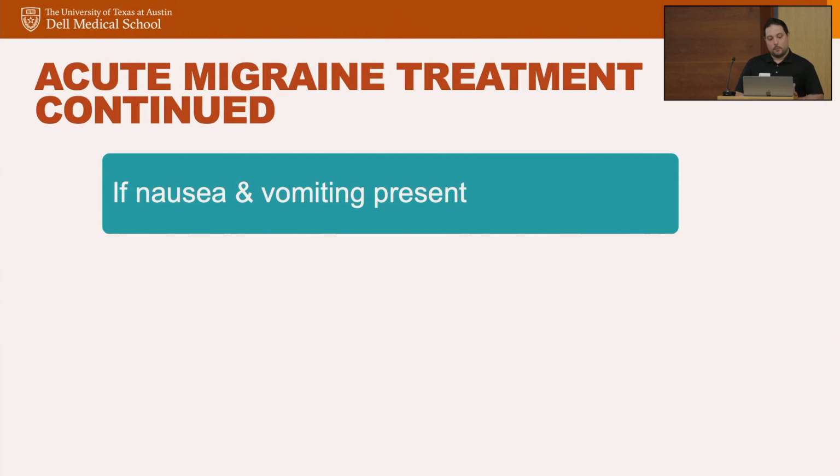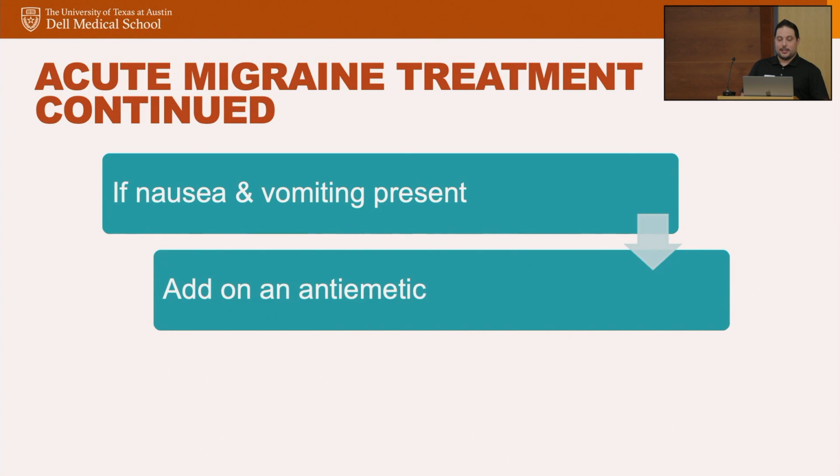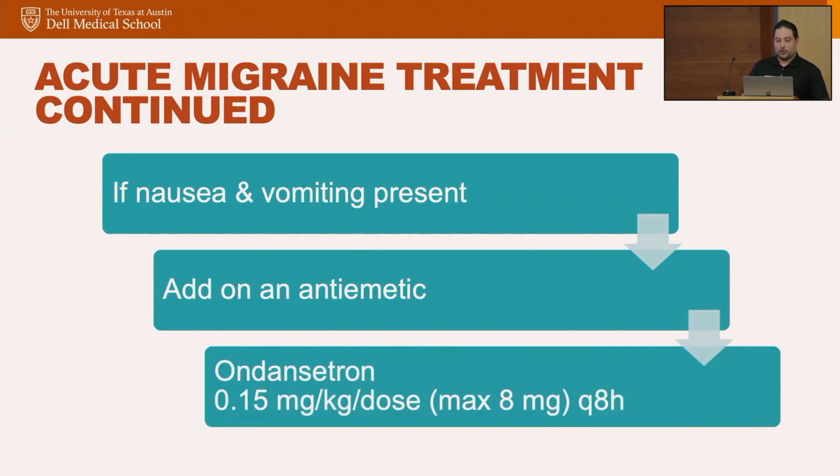Now, if your patient has nausea and vomiting present with their headache, I tell them to add on an antiemetic. I generally prescribe ondansetron. They can take it every 8 hours. However, I do counsel them on not using it more than 4 days a week because it can increase the risk of constipation.